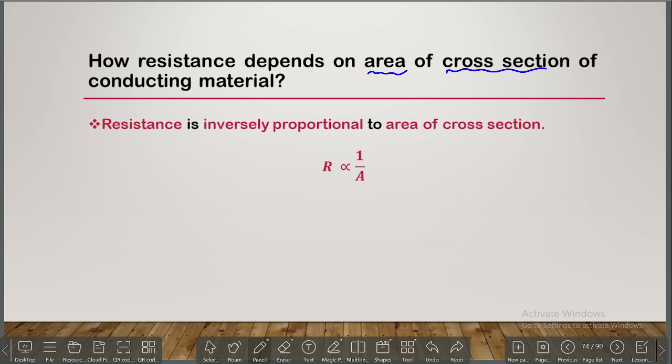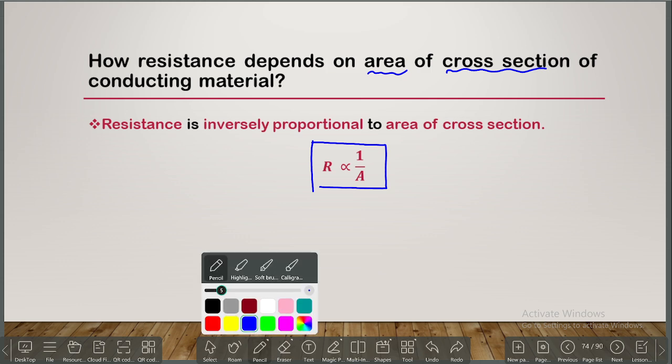What is the second factor? It is the area of cross section. And how it depends means resistance is inversely proportional to the area of cross section. So let's take a conducting material.